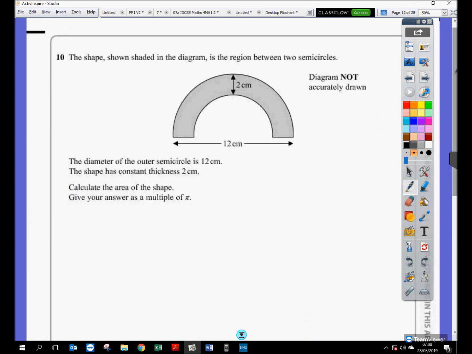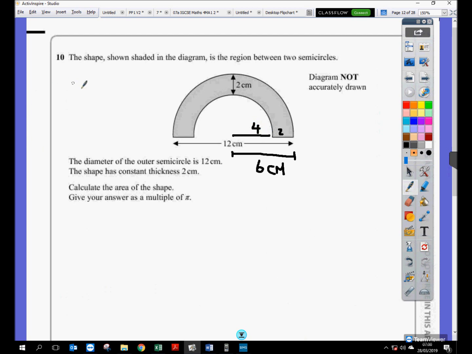Next, we have a semicircle here. The diameter of the outer semicircle is 12, and this is fine. I'm just going to mark some other information on. The radius of the semicircle is 6 centimeters. If this outer bit is 2 centimeters, and this is 2 centimeters here, then this distance must be 4, which is quite useful.